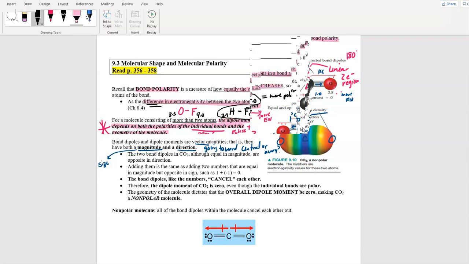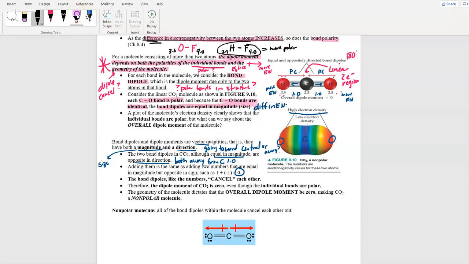In CO2, as our example, the two bond dipoles are not only equal in magnitude, because they're both 1.0, but they're opposite in direction, as in both going away from carbon. Adding them is the same as adding two numbers that are equal in magnitude but opposite in sign, it's still 0. If you have 1.0 versus -1, they're equal in size but opposite in sign. So the bond dipoles cancel out because they're both going away from the carbon, equal in size and opposite in direction.